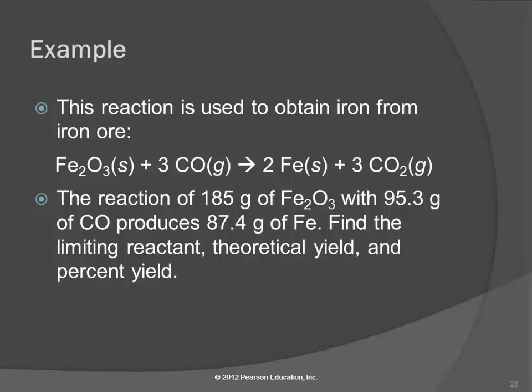Here is another example of a limiting reactant percent yield type problem. This reaction is used to obtain iron from iron ore. Fe2O3 is reacted with carbon monoxide to produce iron and carbon dioxide. The reaction of 185 grams of the iron oxide with 95.3 grams of carbon monoxide results in 87.4 grams of iron. Find the limiting reactant, theoretical yield, and percent yield.